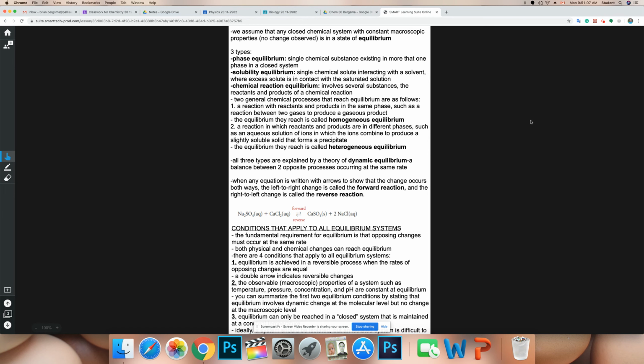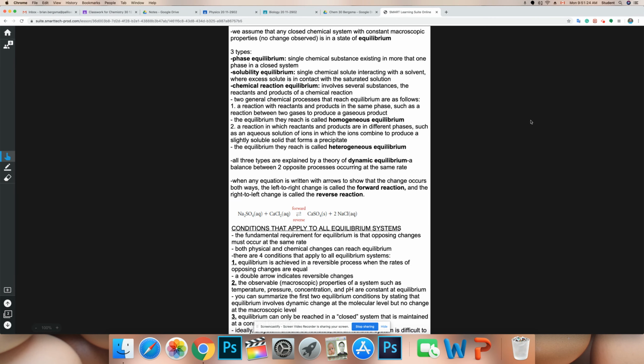So one is a reaction with reactants and products in the same phase, such as a reaction between two gases to produce a gaseous product. So the equilibrium they reach is called a homogeneous equilibrium. So if they're all kind of in the same state.